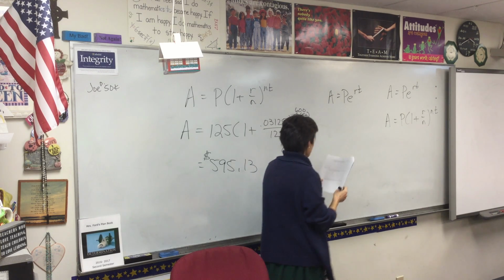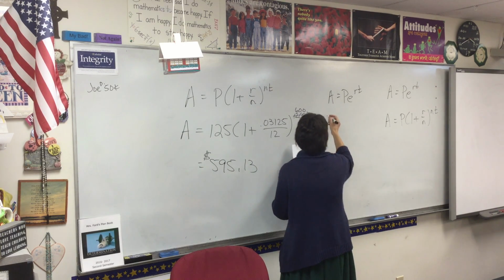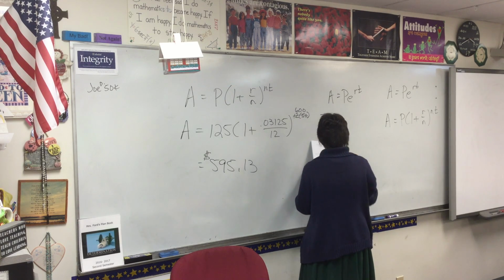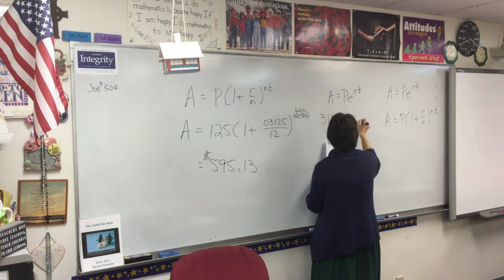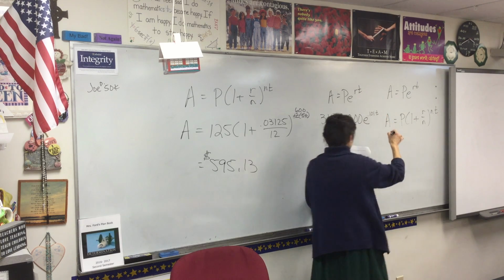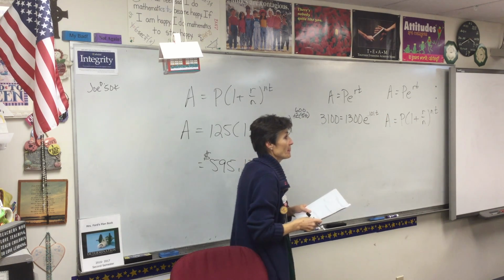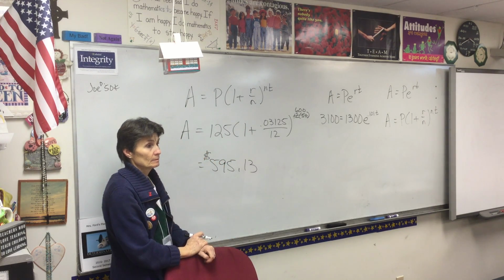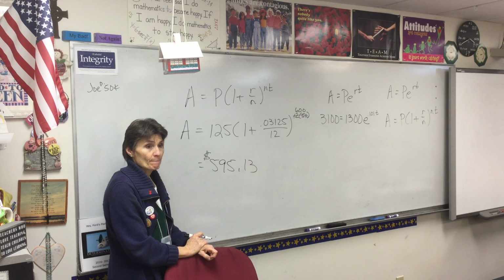So here we go. What's A? 3,100. What's P? 1,300. E is E. What's R? 0.101. And T is T, the unknown. All right, so now what? LN. No. Divide by 1,300.